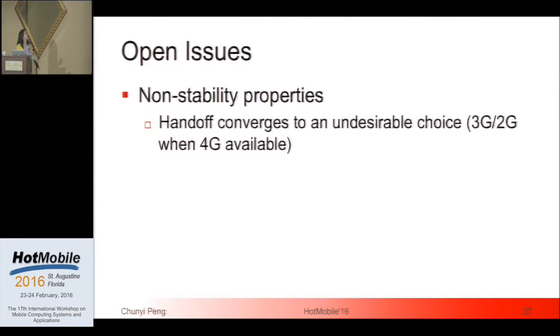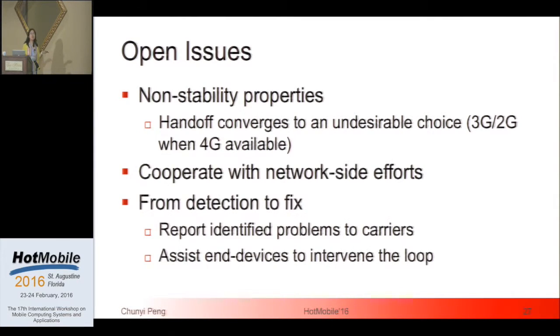I'm almost at the end of my slides, sorry. I want to remind you this is a very early effort, so there are a lot of problems still open. Here are 3 major problems I want to call your attention to. First, in this work we only look into stability. However, in addition to stability, there are many other properties. For example, handoff may converge, but converge to an undesirable choice, for example stuck on 2G or 3G.